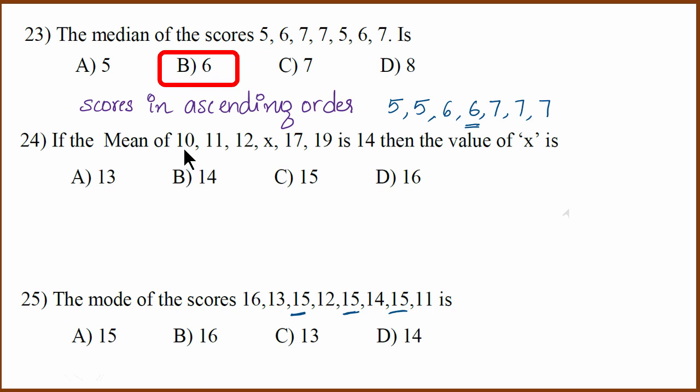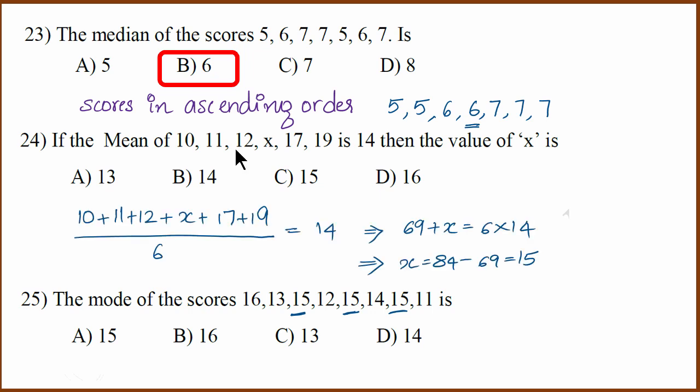24th one, mean is given as 14. So this x you have to find. How do you find it? How many subjects are there? 1, 2, 3, 4, 5, 6. So if we write the sum and divide by 6, we should get 14. Simplifying this gives 69 plus x. Adding all these, on the right hand side 6 multiplied by 14. 6 multiplied by 14 is 84. Taking 69 to the right hand side it becomes minus, which means x equals 15. Correct answer is C.